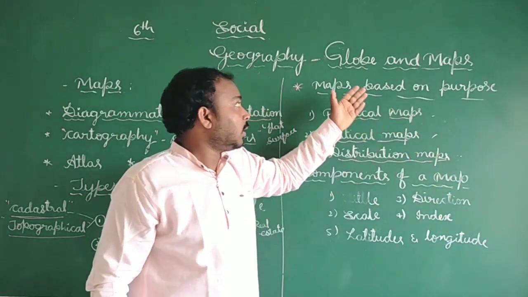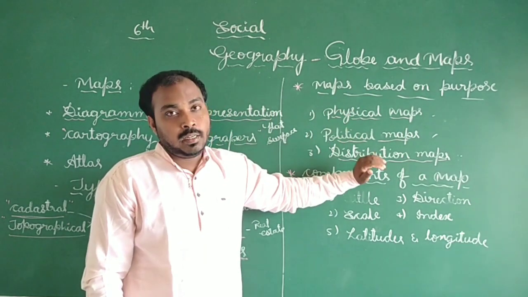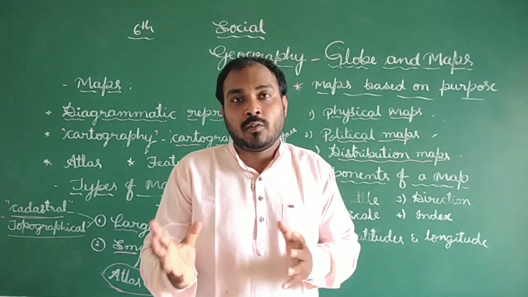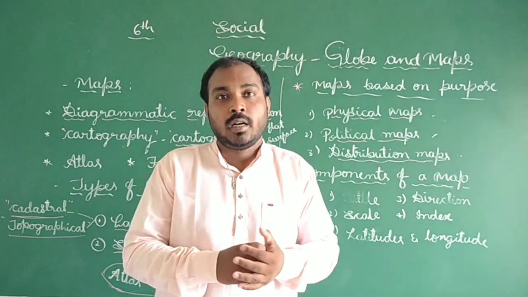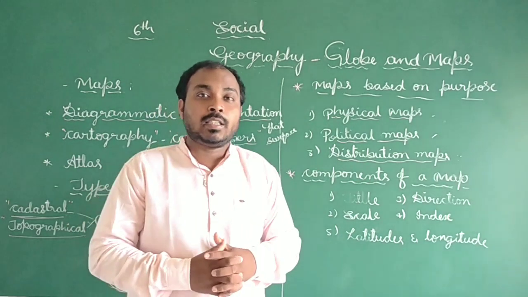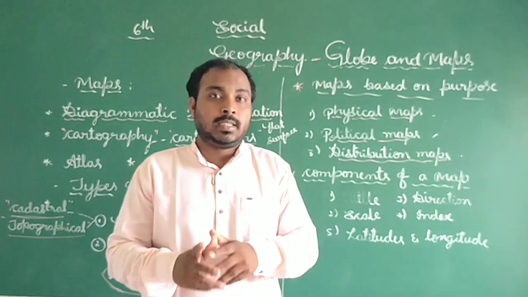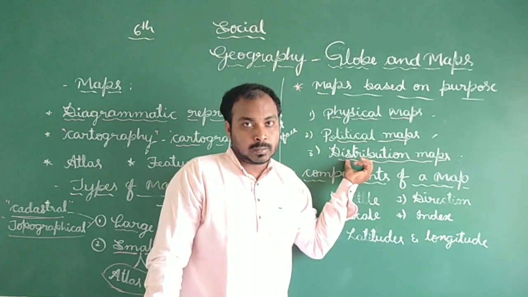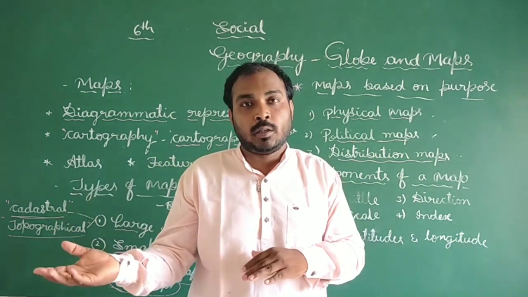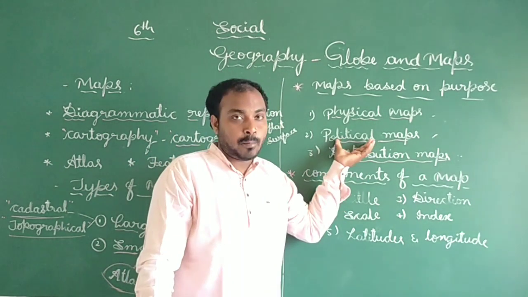Okay, this is all about the maps based on the purpose: political maps, physical maps and distribution maps. Dear students, if I say the location of the rivers, that goes to the physical maps. And the railways, waterways, roadways, airways, which maps do these belong to? Yes, they belong to the distribution maps. Then what about political maps? Boundaries between two countries, between two continents or between two states, and capitals, all belong to the political maps.